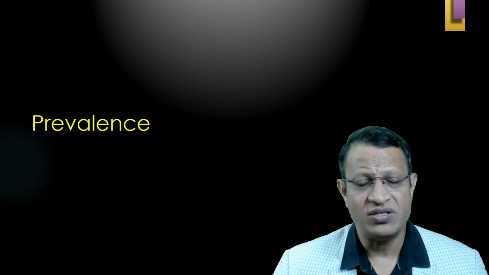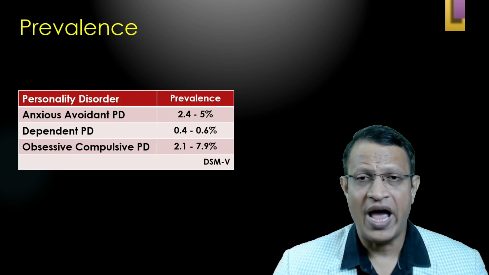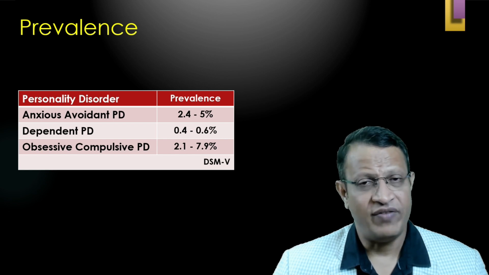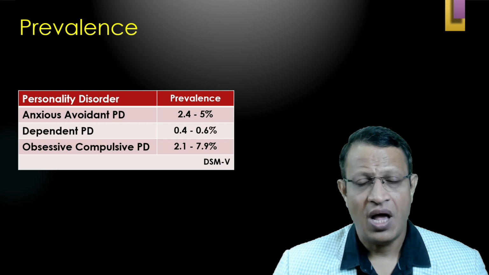Let's look into the prevalence of Cluster C personality disorder. If you look at anxious avoidant, it is between 2.5 to 5%, dependent PD is 0.4 to 0.6%, and obsessive compulsive personality disorder is 2 to 7.9%.